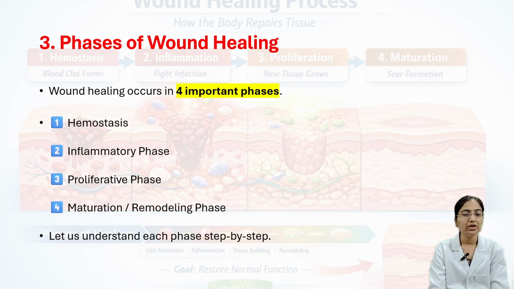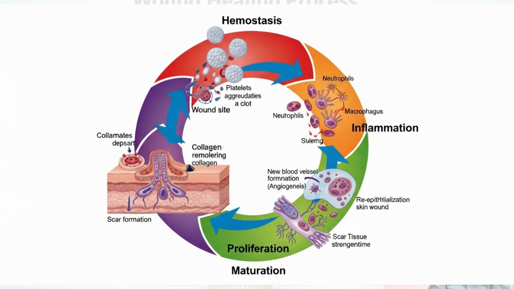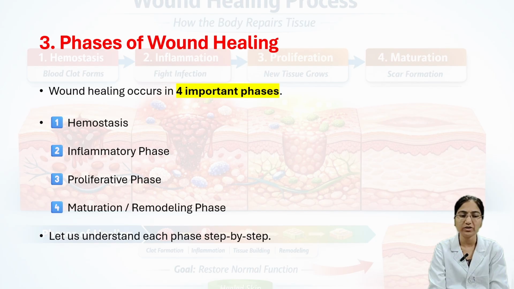Next, the very important part of this topic is the phases of wound healing. Here, wound healing occurs in 4 stages, 4 important phases we can say. First one is hemostasis, and then the inflammatory phase. Third one is the proliferative phase. Fourth one is the maturation or remodeling phase. Let us understand, we'll see one by one.